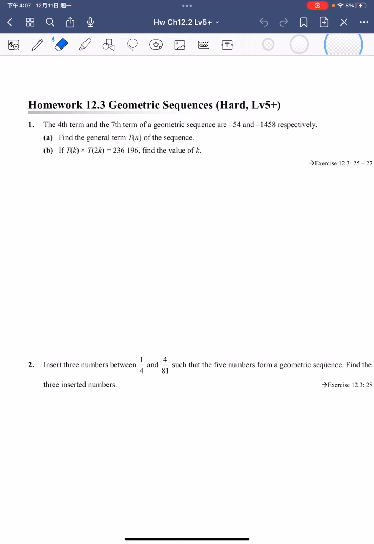Hello guys, in this video we're going to talk about homework 12.3, geometric sequence part 1, the level 5 plus. So first of all, you need to understand that for a geometric sequence, the ratio between the terms is going to be the same, isn't it?